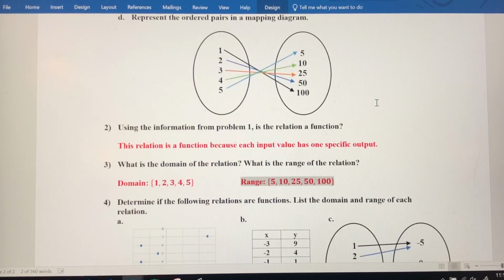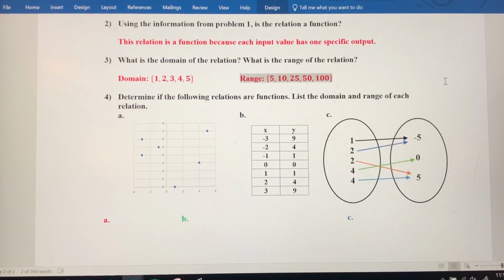All right, so let's look at number 4. We've got 3 different relations here. We've got a graph of one relation, a table of values for a second relation, and a mapping diagram for a third relation. Now we want to determine if each of these relations are functions, and then we're going to list the domain and range for each of the 3.